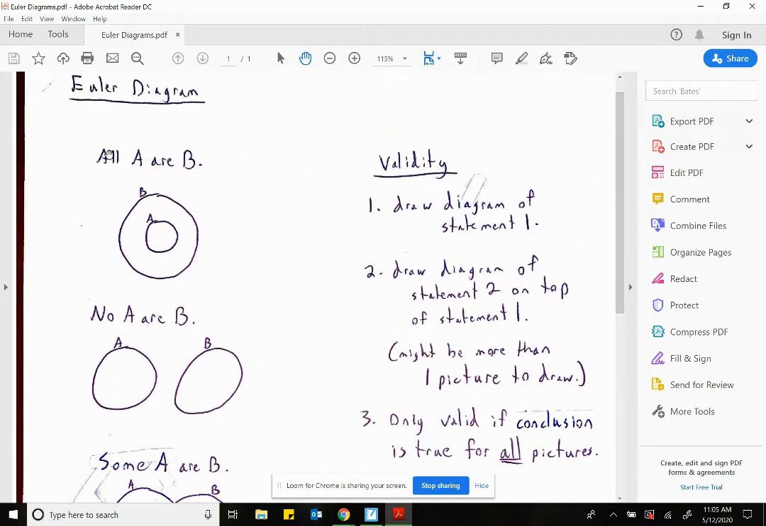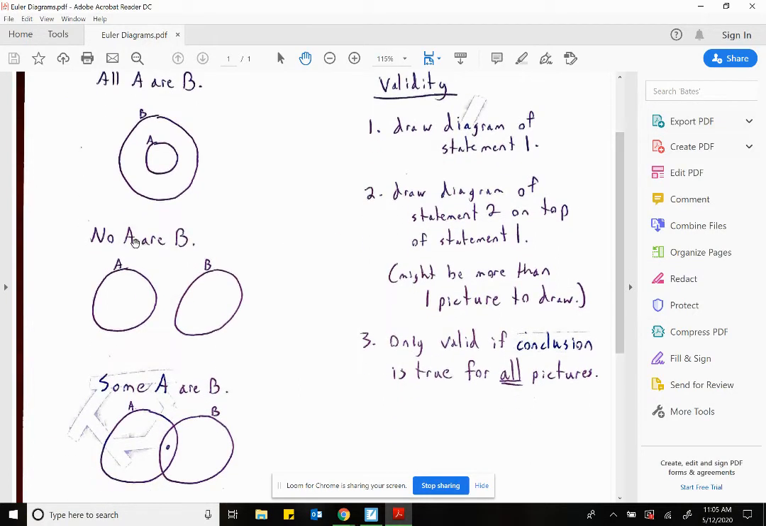So like if you have all A are B, notice that the A circle is inside the B circle because it's all. It means everybody in here is inside the B circle, is a part of B. All right. Notice that when it says no A are B, these two circles are separate. They don't like each other. They don't touch each other because they have nothing in common.